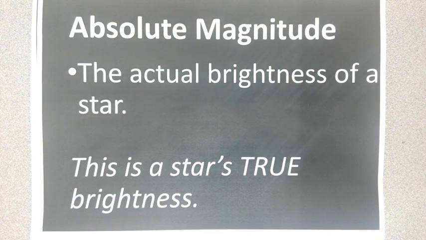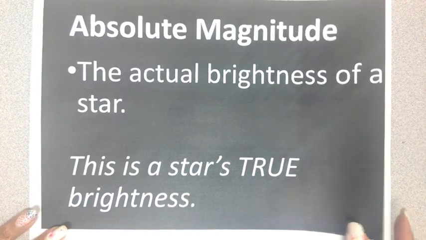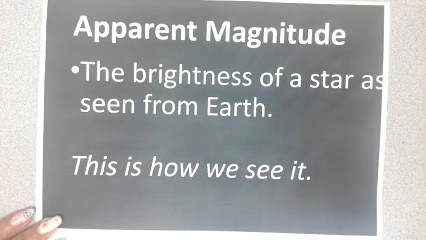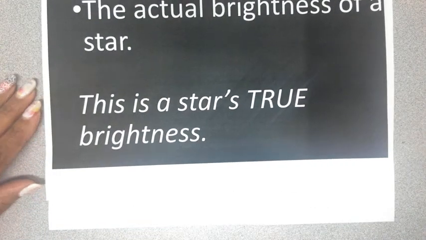So for example, the sun's apparent magnitude, it appears to be the brightest star because it is the closest to us. But if we were to be able to line all the stars up in a row with the same distance as the sun is from us, we would see that the sun is not the brightest star. It is just an average star. Okay? So absolute magnitude is the actual brightness, and apparent magnitude is the brightness as we see it from Earth.